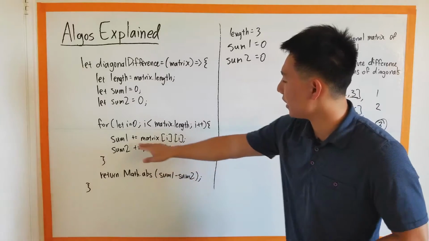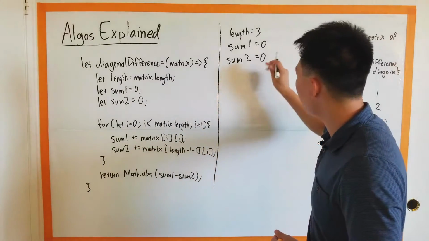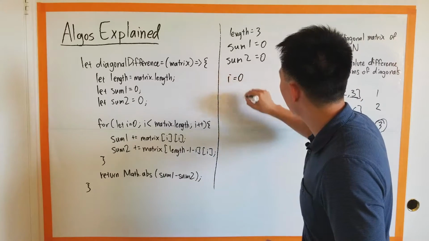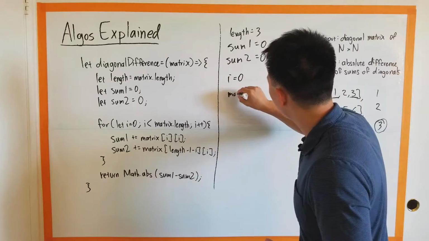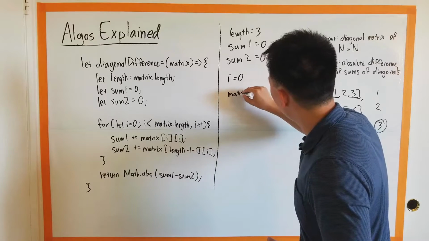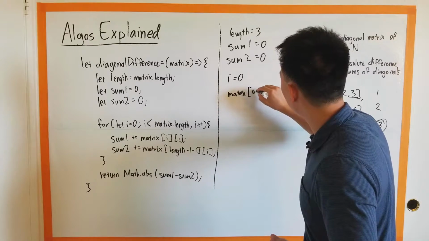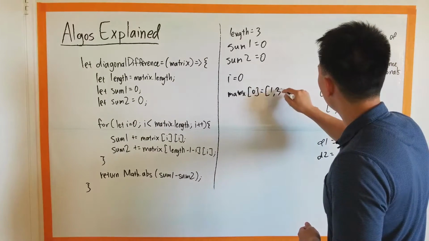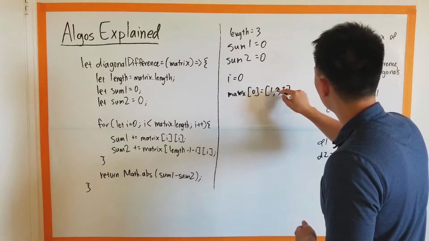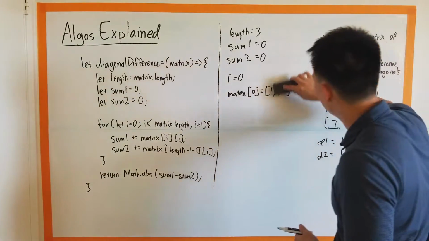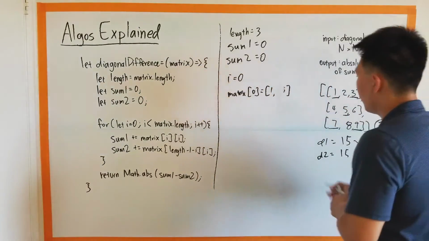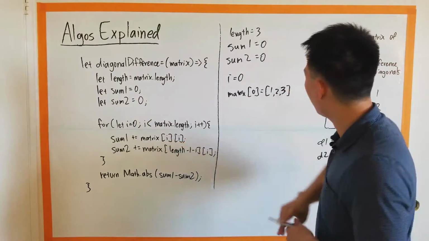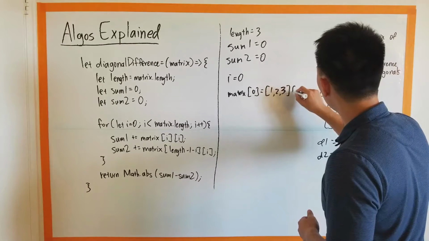And so let's go ahead and look at sum 1. What is that looking at? Sum 1 is matrix I of I, and right now I is 0. And so matrix of 0, what is that? That is this first one right here, 1, 2, and 3. But we do I of I, so pretty much we're looking at this array of 0.